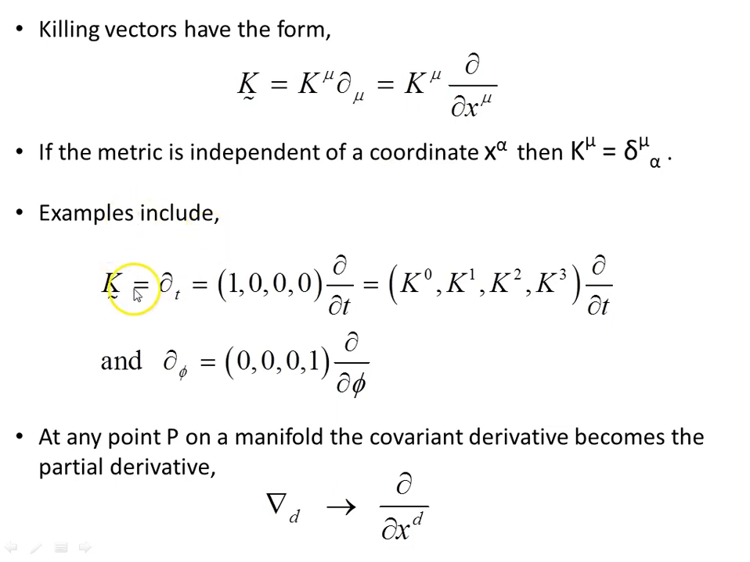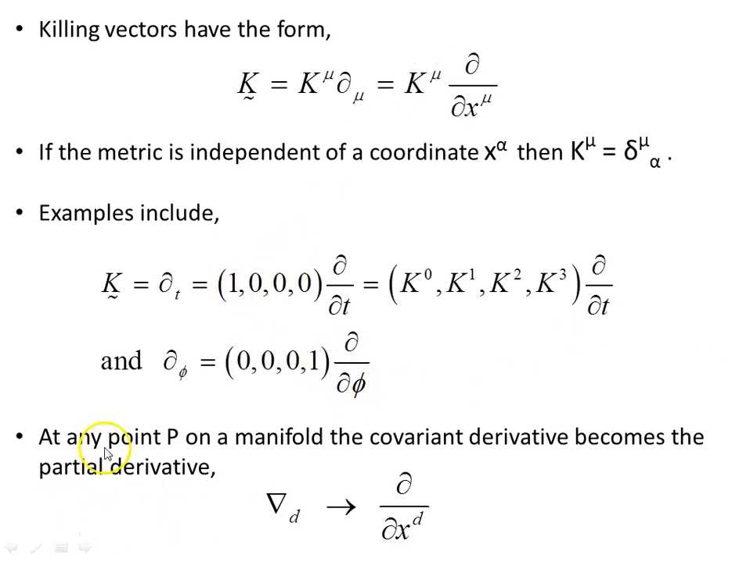Now, some examples include k is d/dt. This comes from the Minkowski spacetime and also from the Schwarzschild spacetime. We have these because time is independent of both metrics. We have a Killing vector in the time direction being this object here, k1, k2, k3, 0. Or in the phi direction, the angular direction, in both cases the metric is independent of phi, and so we have this basis vector here. Notice the component k^mu here is 1 here and 1 here.